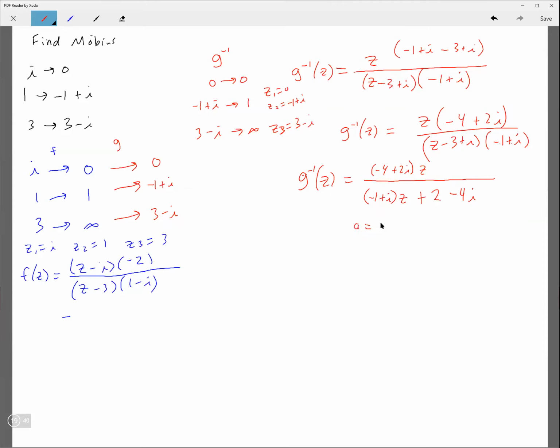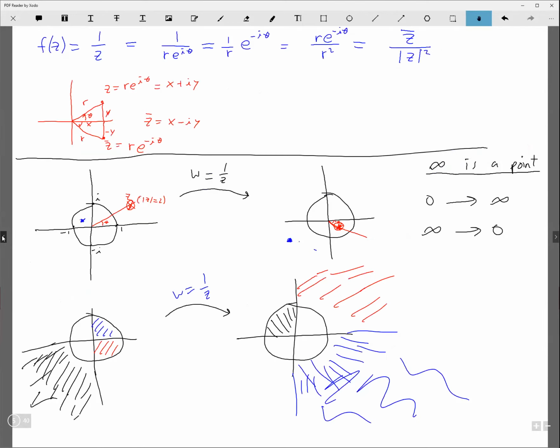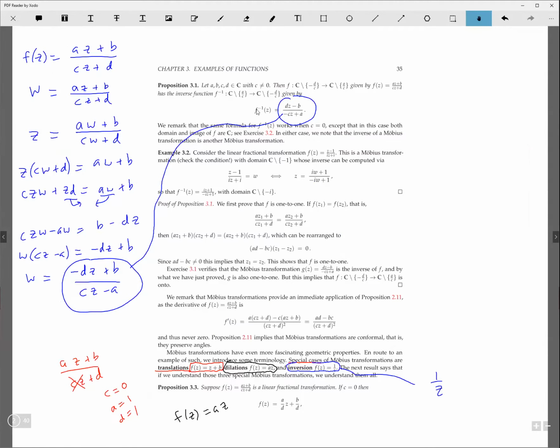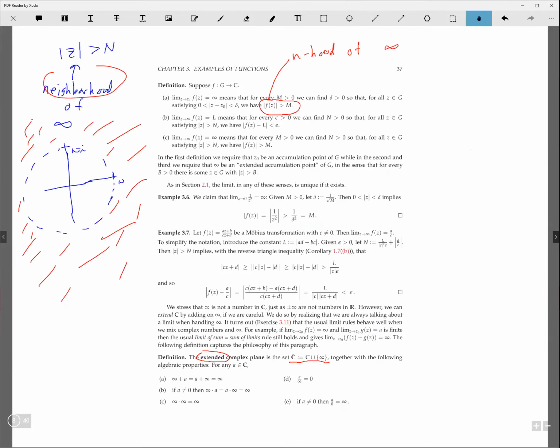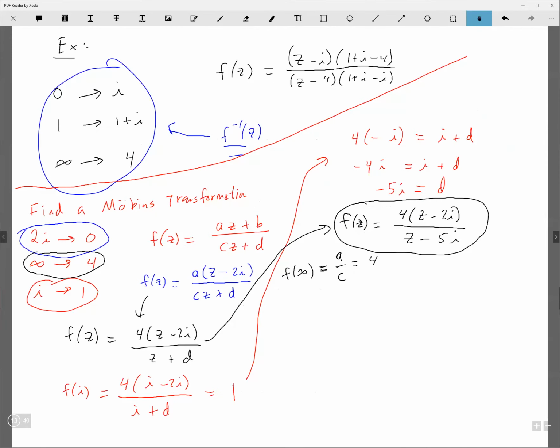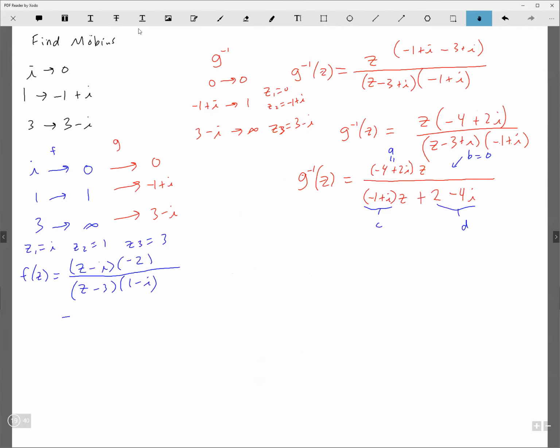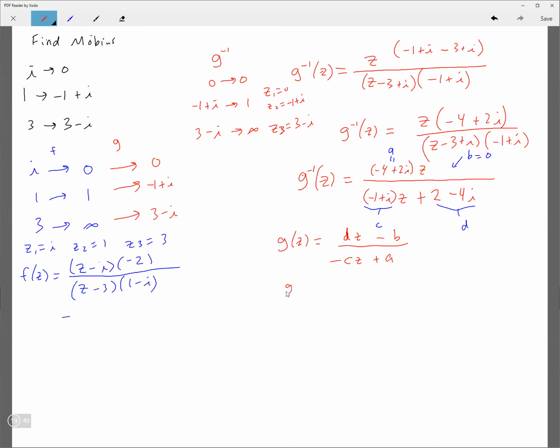Okay, kind of early on, we said that the inverse is given by this equation right here. This is page 35. So the inverse of a transformation is Dz minus B over negative Cz plus A. So that means, if we come back to here, we all know that the inverse of an inverse is actually the original one. So that means that G of Z is going to be Dz minus B over negative Cz plus A.